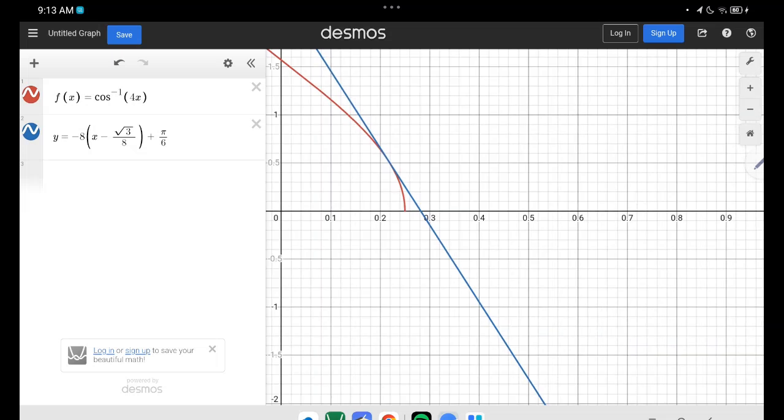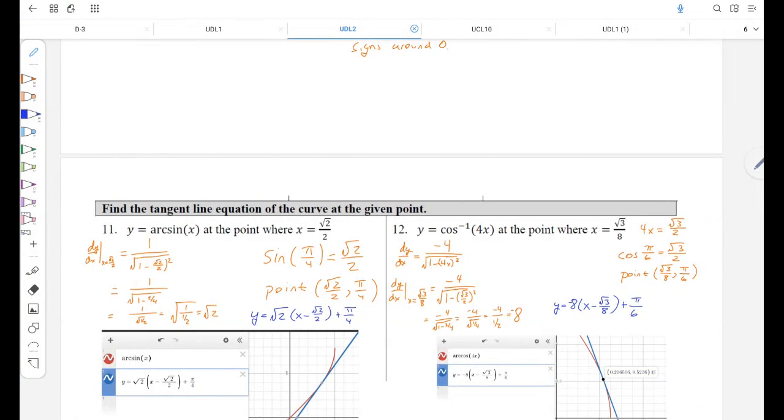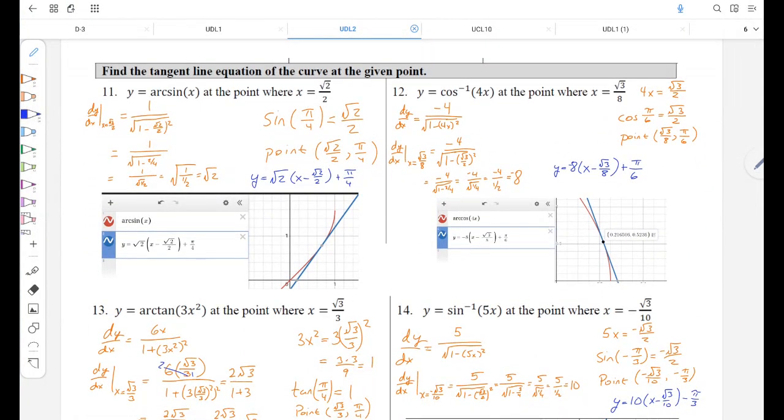It touches it at one spot, and that one spot is the decimal versions of root 3 over 8 and pi over 6. If you take a look at my answer key for this, I checked all 4 of these in Desmos. I want to know that I'm right so that I know what I'm doing. And when I'm saying I there, I'm meaning you. You want to do that, so that you can troubleshoot any mistakes that you made and then get the right answer. Okay, if you've watched the video this far, you now have number 12 done.